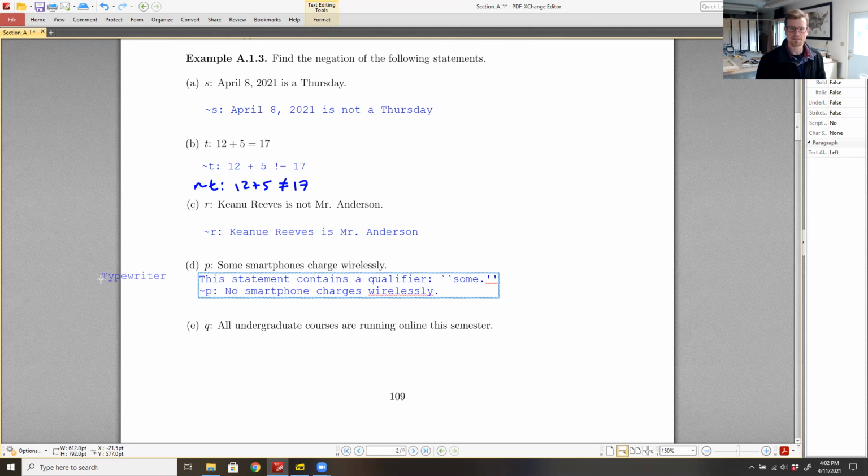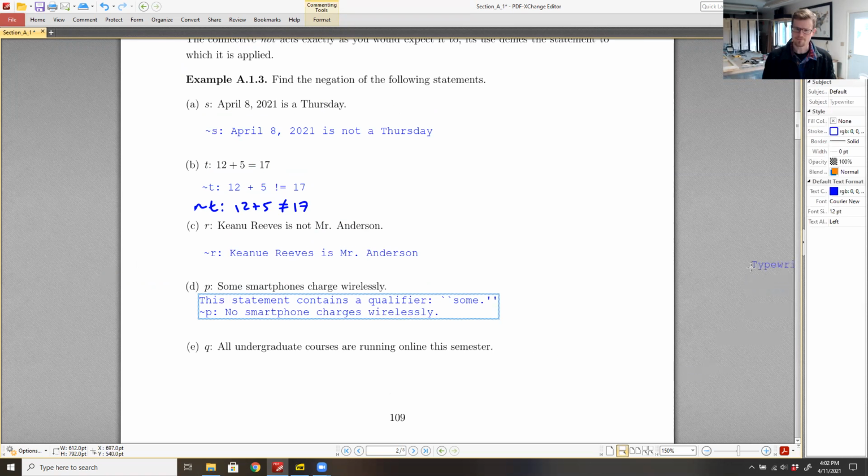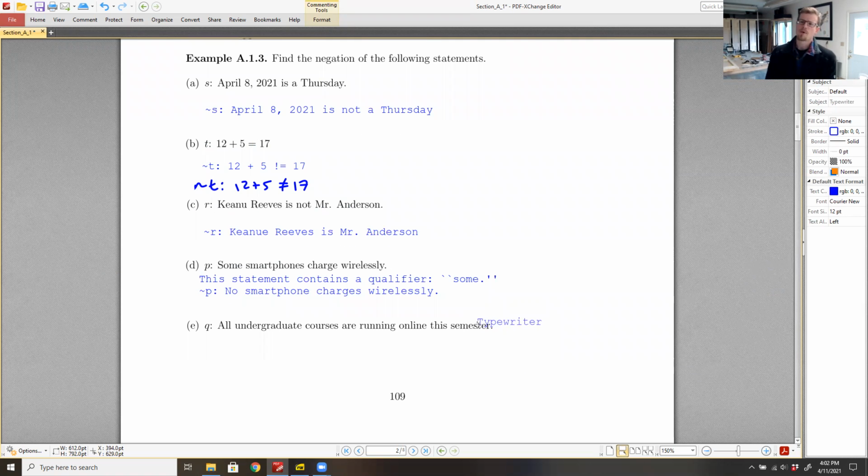Wirelessly. I think that's the correct spelling. Anyway, so why do we end up with this, no smartphones charge wirelessly? Well, you want to think of it as true and false. If it's true that some smartphones charge wirelessly, then it is also true that some smartphones do not charge wirelessly, or has the potential to be. So I want to change this from a true statement to a false statement.